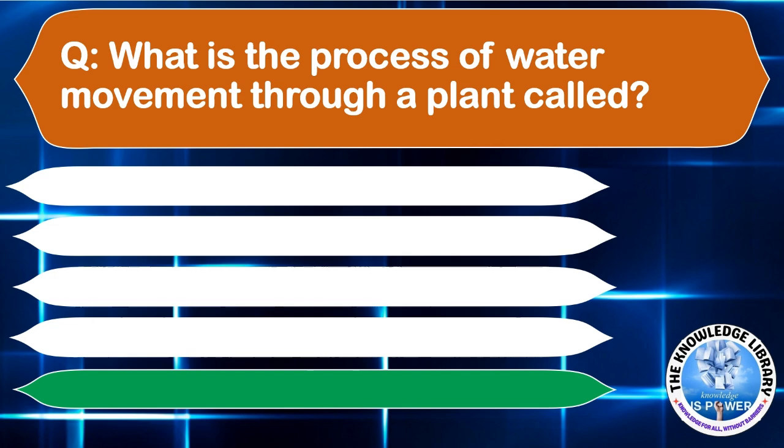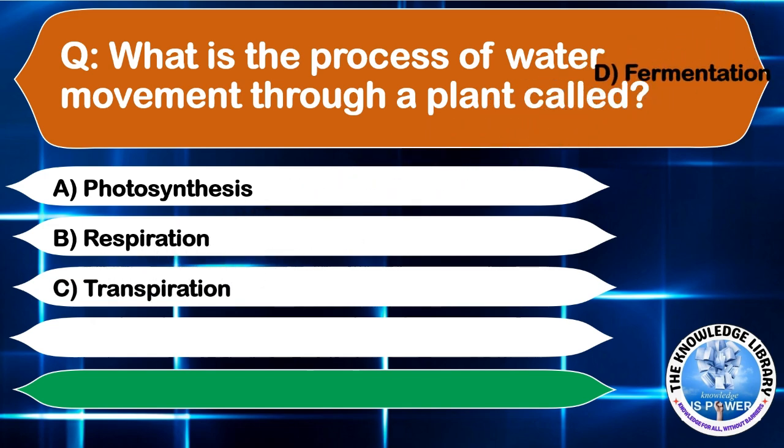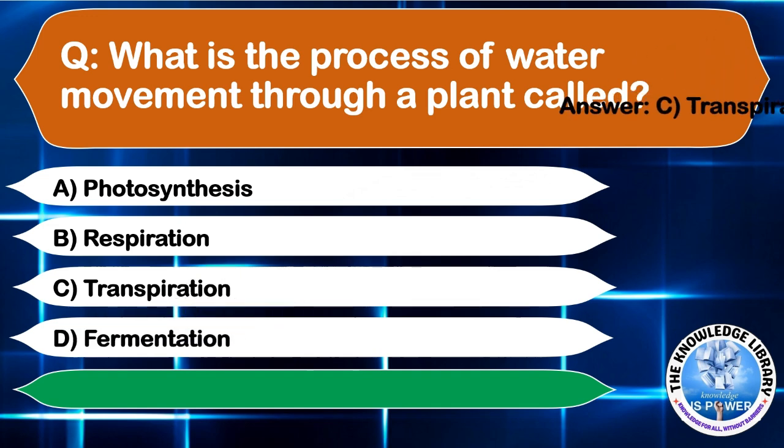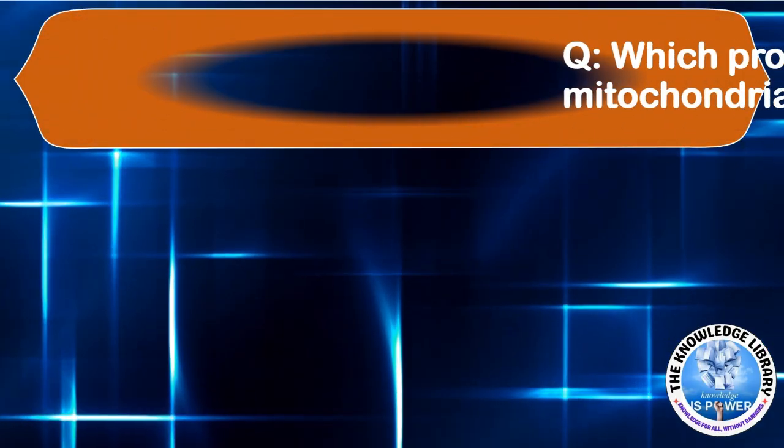What is the process of water movement through a plant called? Option A, photosynthesis. Option B, respiration. Option C, transpiration. Or option D, fermentation. The correct answer is option C, transpiration. Moving to the next question.